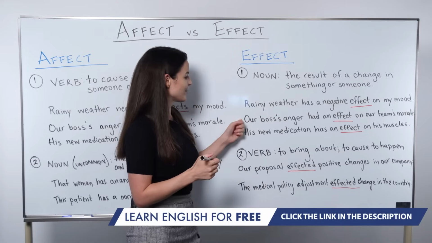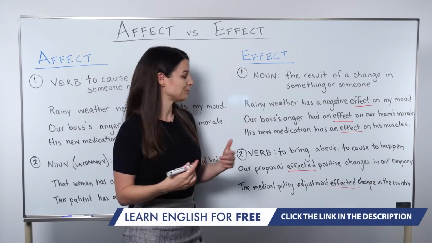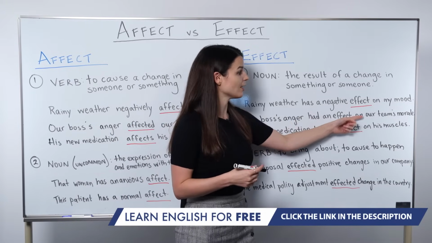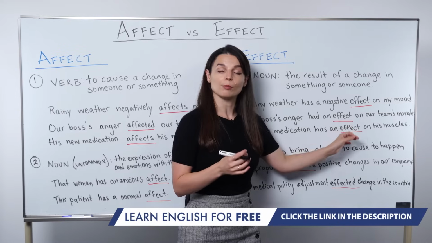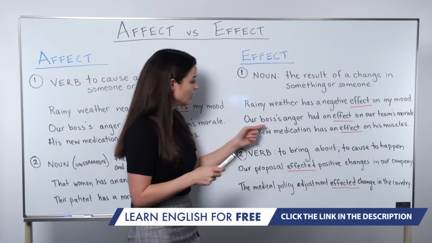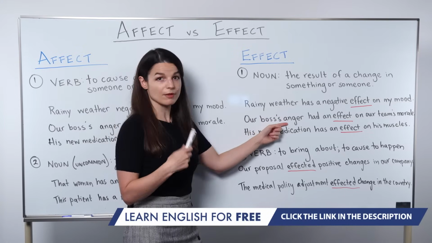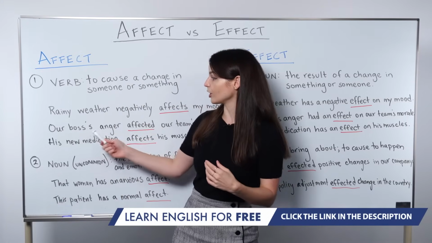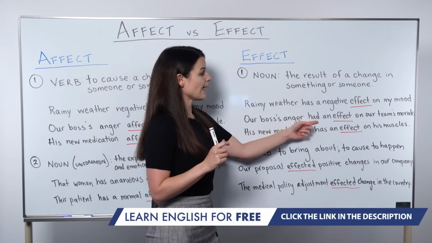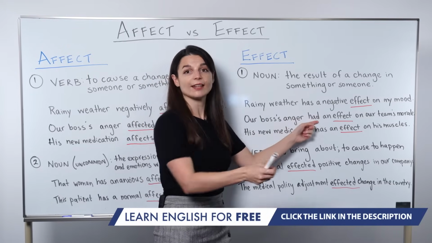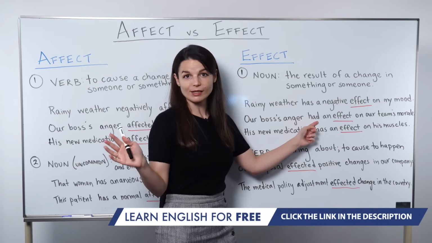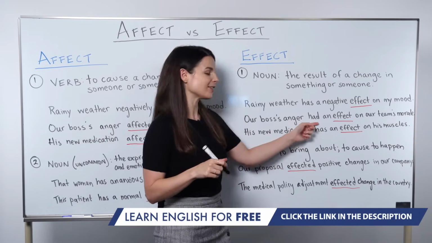Let's look at another example sentence and compare it to the first one. Our boss's anger had an effect on our team's morale. So again, we have the same topic, the same thing that's causing some kind of change here, right? That part does not change. But we use this same have structure to have an effect on something else. So A has an effect on B is the pattern that you can use if that's helpful for you.